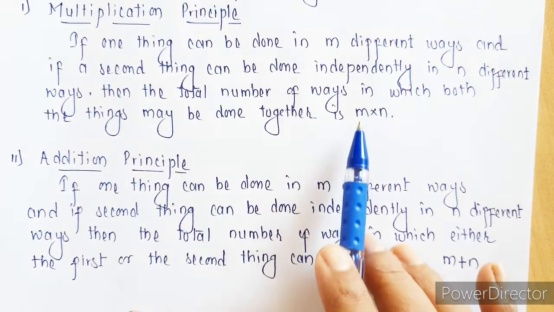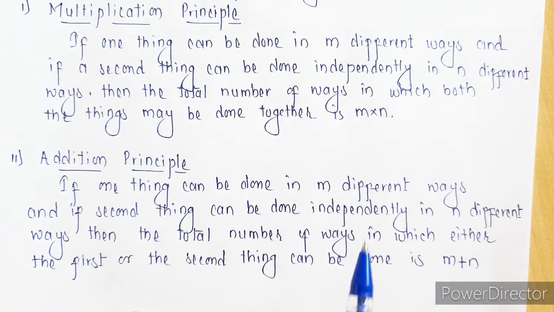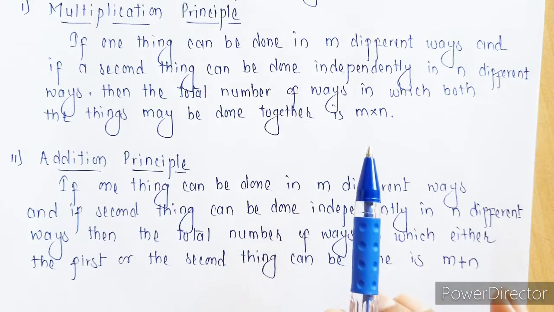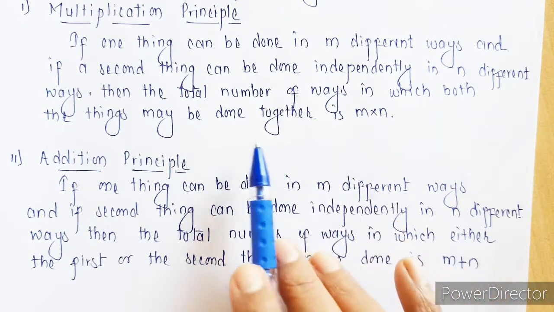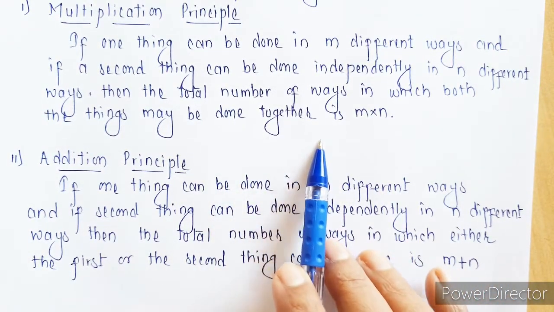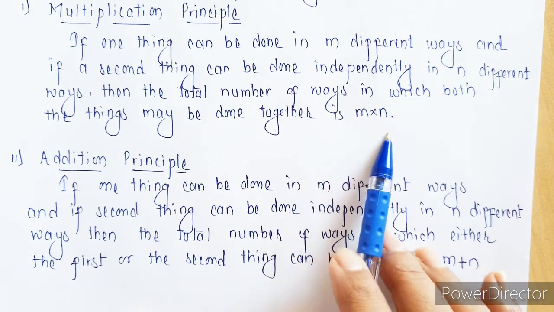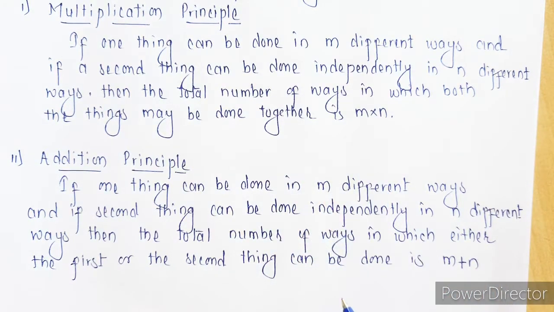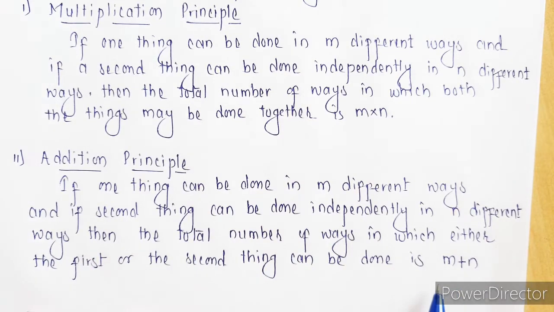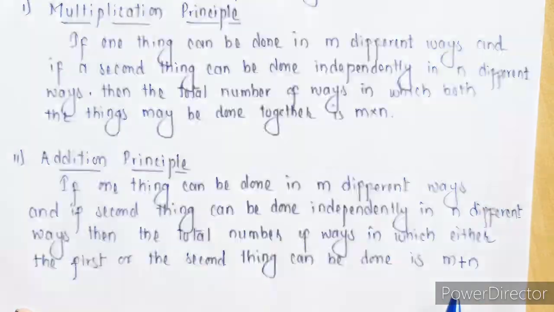Now what's the difference between multiplication principle and addition principle? Whenever you are doing 2 different things simultaneously, together, then we can do them in m cross n ways. Whereas in addition principle, you are doing the first thing or the second thing, it is either this or that, then we can do either first or second in m plus n ways. So if it is AND, multiplication, if it is OR, addition.